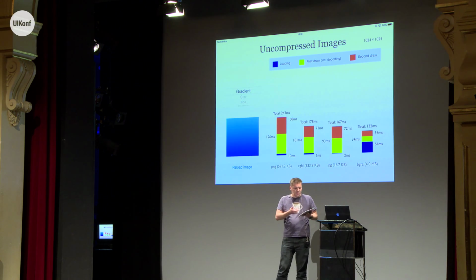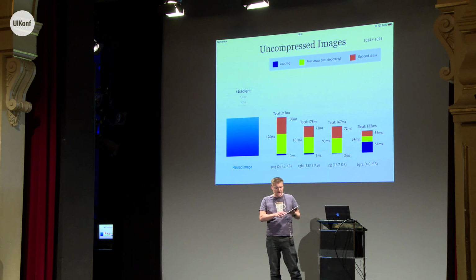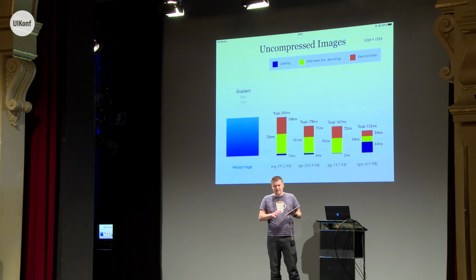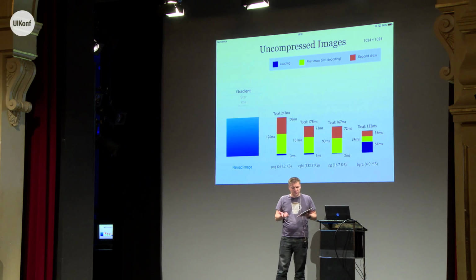And let's look at the performance of this. So the BGRA image, you can see it's 4 megabytes on disk. So this is a massive image, but it actually loads much quicker than any of the other formats. The loading step is a little bit longer, or quite a lot longer, but there's no decoding time at all. So the first draw and second draw are exactly the same length. So overall, it's much more performant.